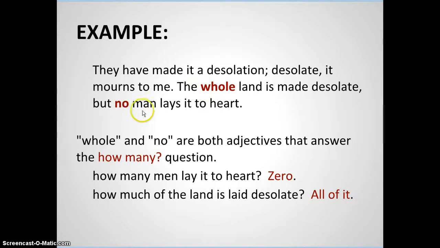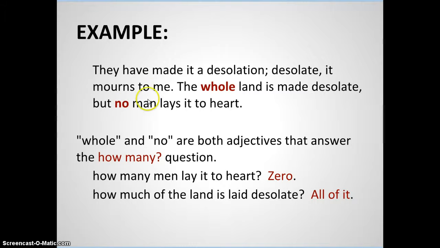Now if you look at this slide, notice up here we have a scripture verse, and I've bold-faced the adjectives, whole and no. And if you drop down here and you ask the question, how many men lay it to heart? Well, the text says no man, which means 0 men, laid this message to heart. Therefore, this adjective right here is answering the how many question.